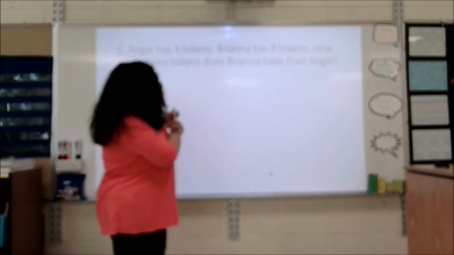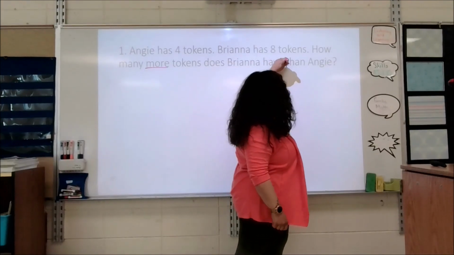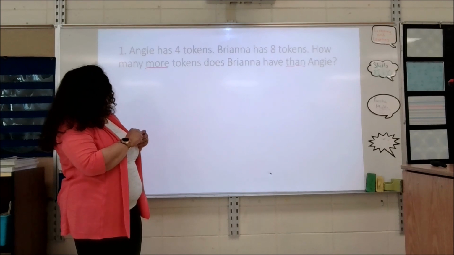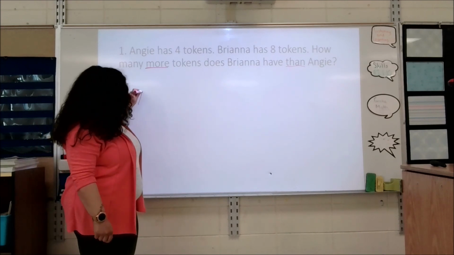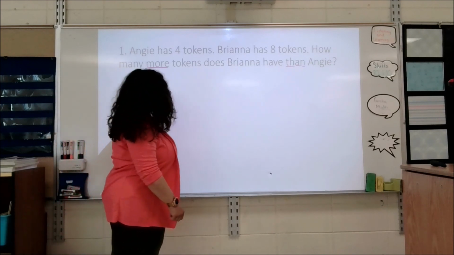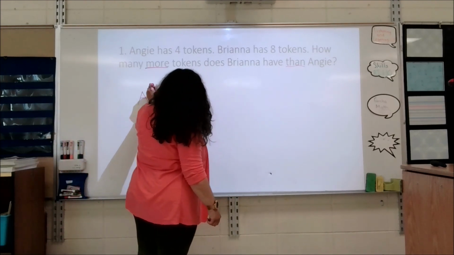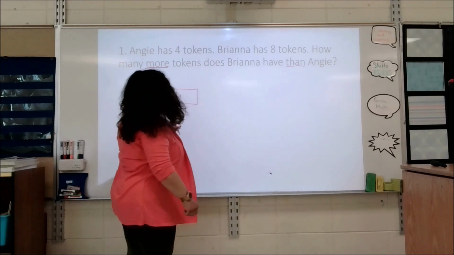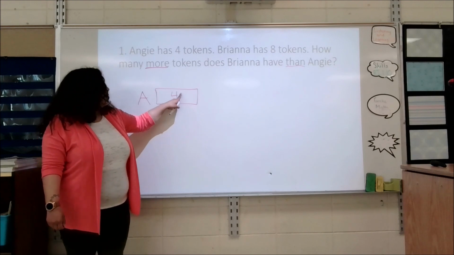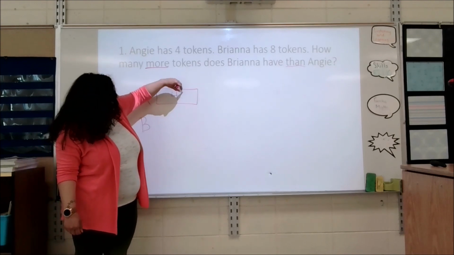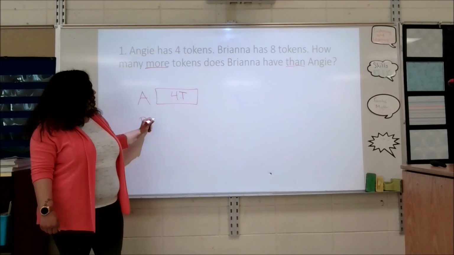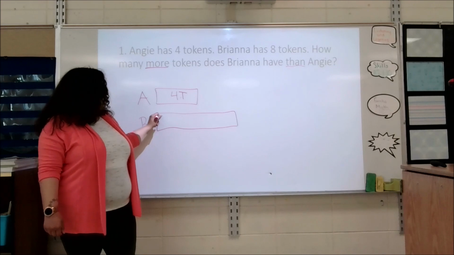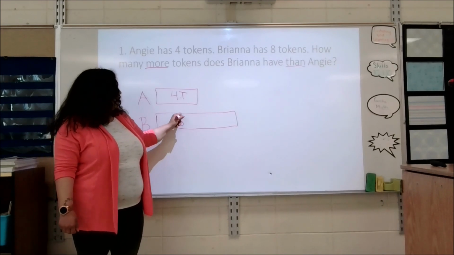All right, so more than. So we're going to compare them. Angie has 4 tokens. Here's the thing: this is why I don't use lowercase t's when I'm labeling, because it looks like a plus sign. It's capital T for tokens. 4 tokens, and Brianna has 8. Her tape diagram should be bigger because she has more.